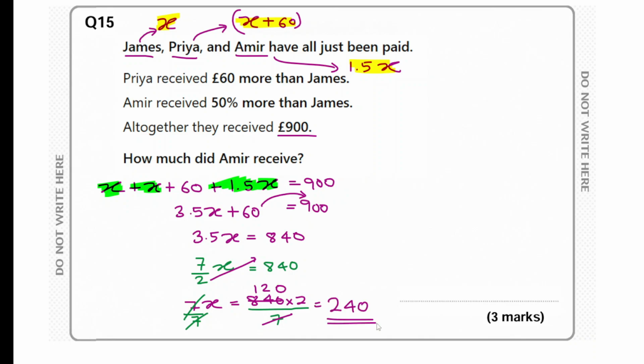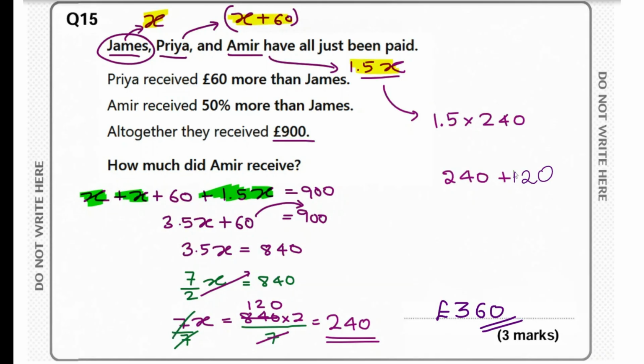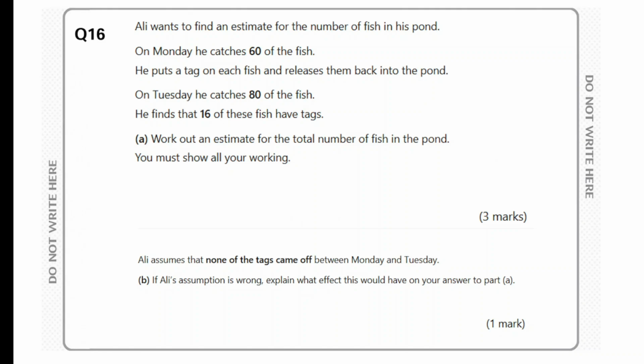Now remember, this 240 is the x, which is what James gets. But what's the question? How much did Amir receive? So Amir gets 1.5x. So all you need to do is 1.5 times 240. Or Amir gets 50% more than James. So James gets 240. Amir should get half of that on top, which is 120. Add them up. The answer is 360 pounds. Easy, 3 marks. Question number 16. Please pause the video and try this question.